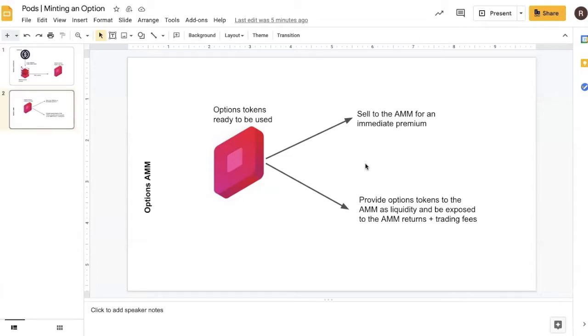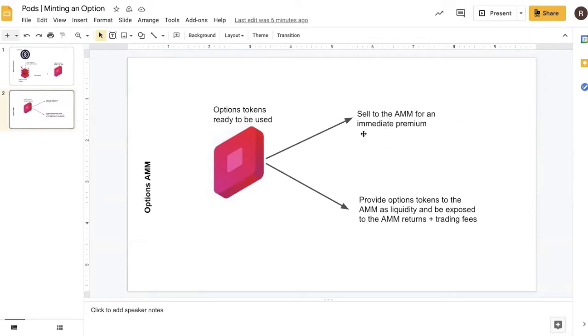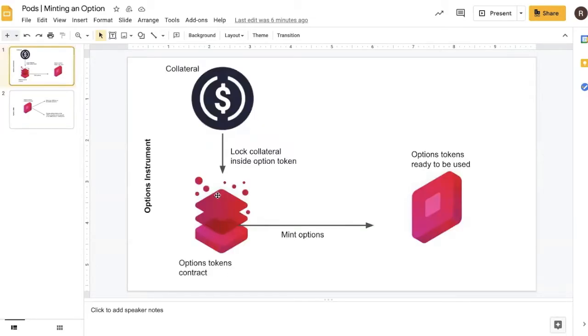So now that you know that within Pod's protocol, minting an option token allows you to do two different things, let's understand what is the difference between minting an option token and buying an option token, since both of them will represent an option token that is just sitting there in your MetaMask. So basically, when you mint an option token and then do either of those possibilities, you have balance inside the option token contract, right?